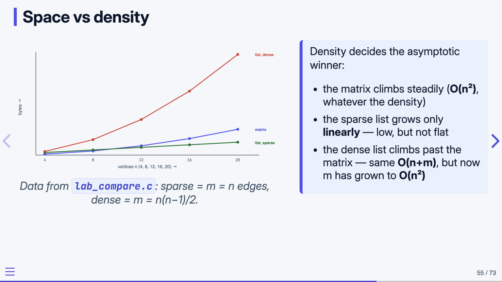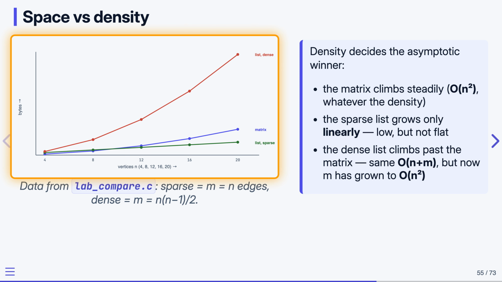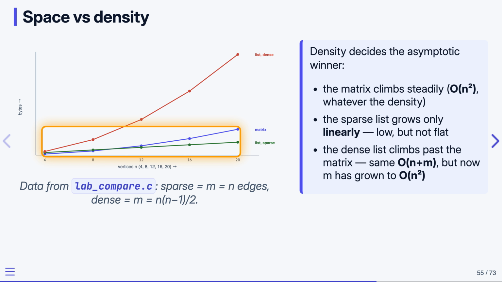Now the big picture. Which representation uses less memory? It depends mainly on density, how full the graph is. At very small sizes, pointer overhead can also tip the balance. This chart plots bytes against the number of vertices for 3 cases. The purple line is the matrix. It climbs steadily because it is always O(n squared).